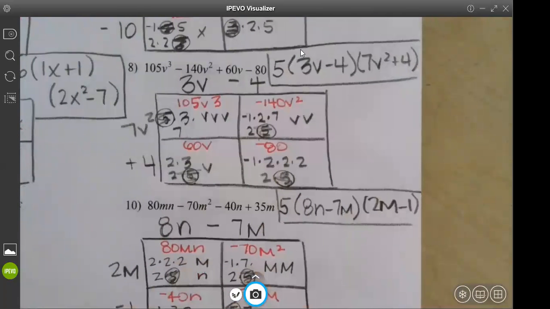One more. These are probably the worst numbers, so I saved it to last. Is everybody good? Yes. All right.